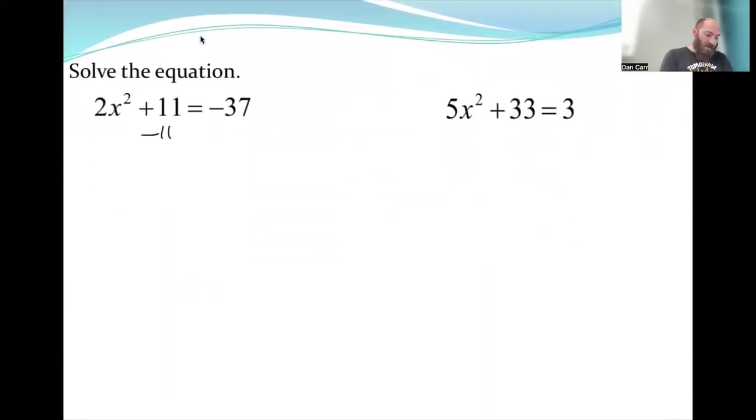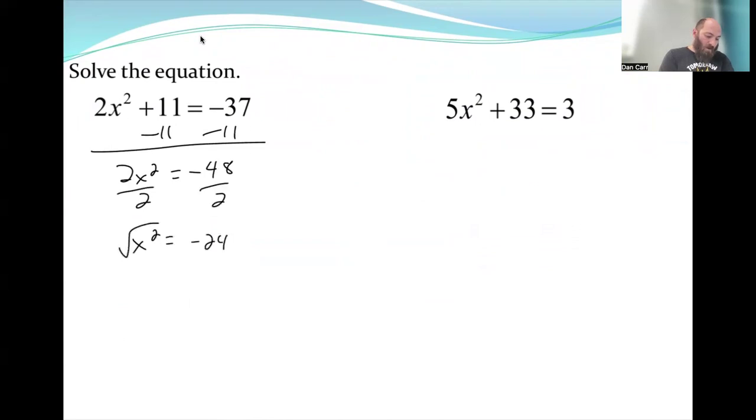If I subtract 11 from both sides, 2x squared is equal to negative 48. Divide by 2, so x squared is equal to negative 24. This is a good one because notice how we're taking the square root of a negative. Now we have what we need to do, i, as part of our solutions. Two things. Number one, let's break down the square root of 24. That is 4 times 6. So I can do a perfect square with 4, and then I'm going to be left with a 6.